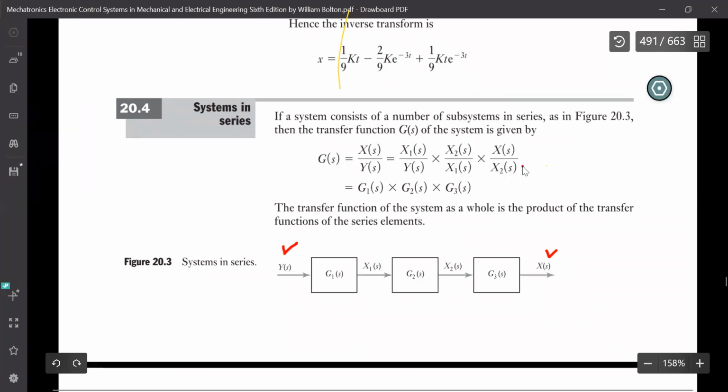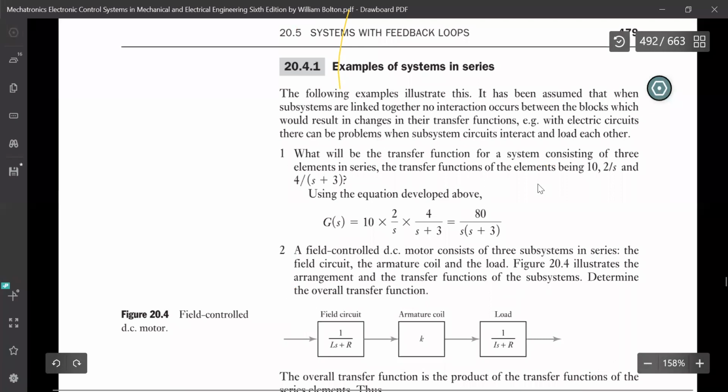It can easily be said that x2 cancels out with x2, x1 cancels out with x1, but you get Xs by Ys. Sorry. So the total gain for the system is nothing but a multiplication of individual gains of the system. So when the system is in series, you will be calculating the gains individually for all the systems, and then you will be multiplying them to get the final output of the whole system.